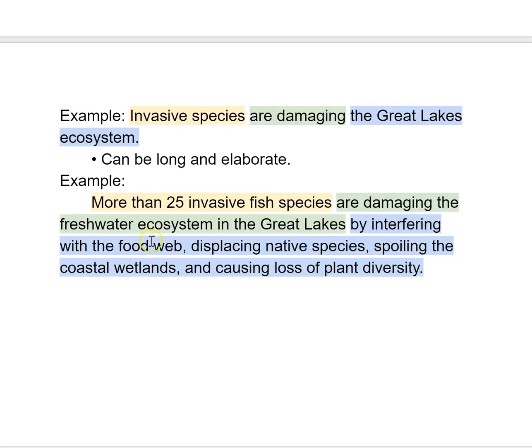Spoiling the coastal wetlands. I'll learn more about how these fish are doing that, what exactly is going on, and then how they're causing loss of plant diversity. So I'm going to learn more about how these fish are causing some types of plants to be completely destroyed or eaten, and what some of those plants are. So right there, just from this first sentence, I know a great deal about what this paper is going to be about and what I'm going to be learning by reading this paper if somebody were to continue writing this paper. This is a great topic sentence or thesis statement.